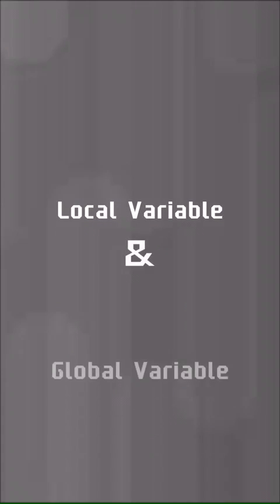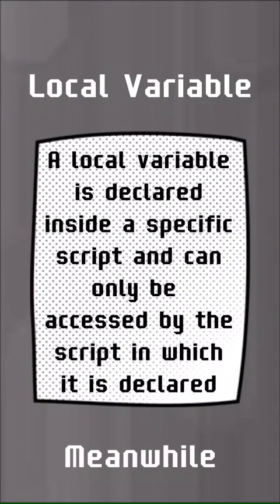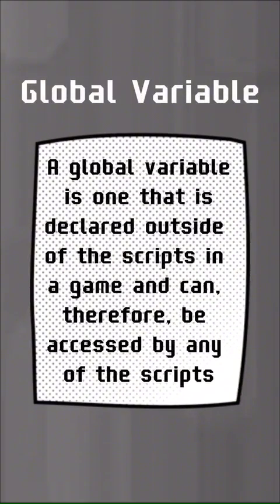Local variable and global variable. What's the difference between them? Well, a local variable is declared inside a specific script and can only be accessed by the script in which it is declared. Meanwhile, a global variable is one that is declared outside of the scripts in a game and can therefore be accessed by any of the scripts.